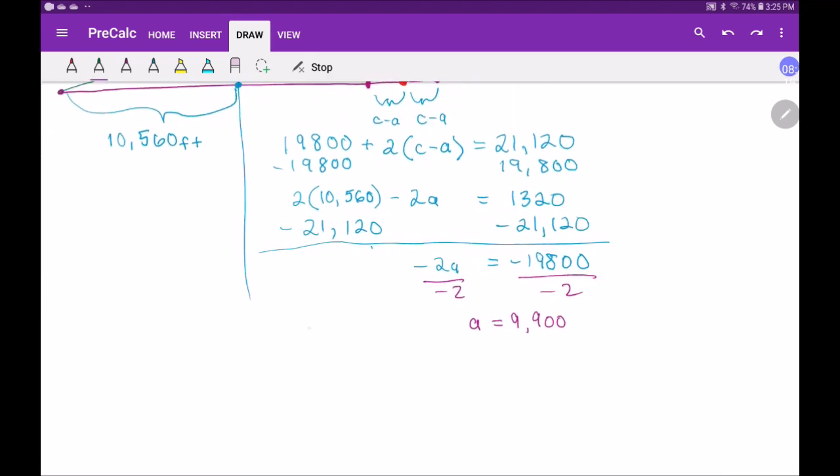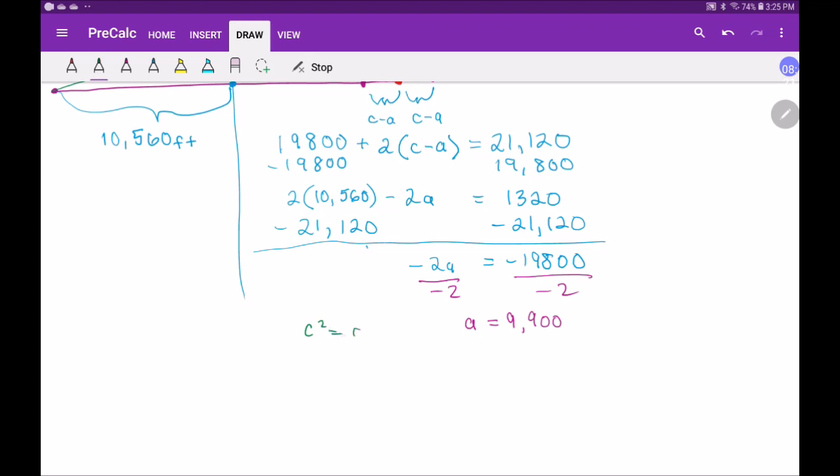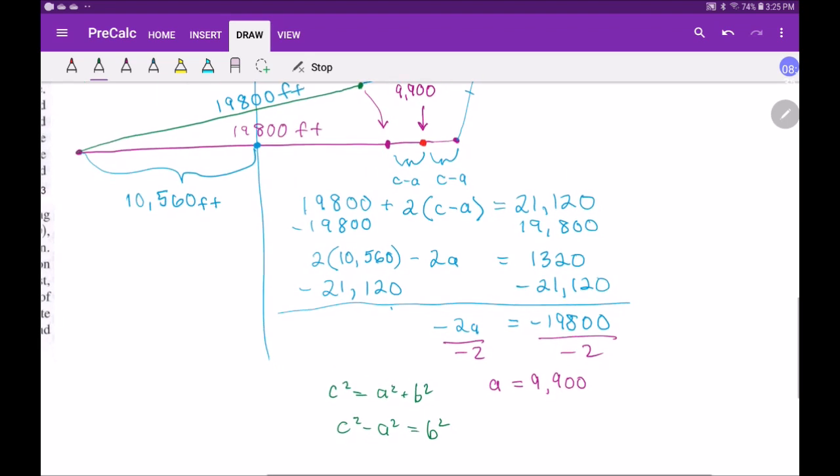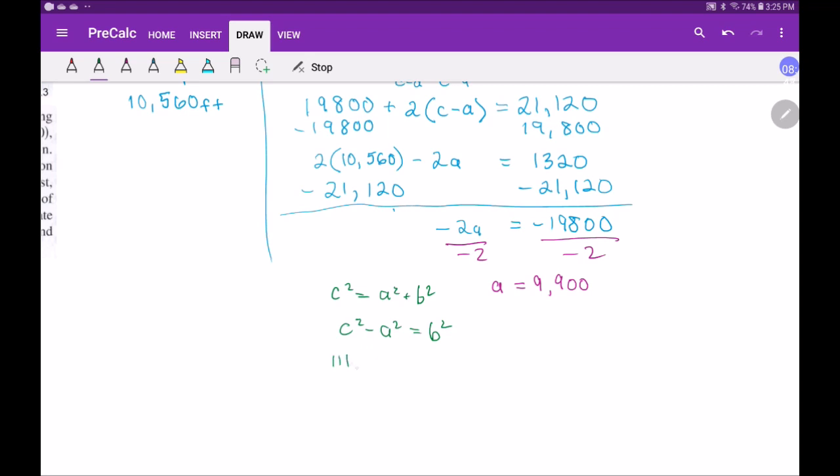Okay, so anyway, c squared is equal to a squared plus b squared, and I will say c squared minus a squared is equal to b squared. So what is that? Well, let's see. What's c? I forgot what c is. C is 10,560. 10,560 squared. That's 111 million. It's a big number. 513,600,000. Minus a squared.